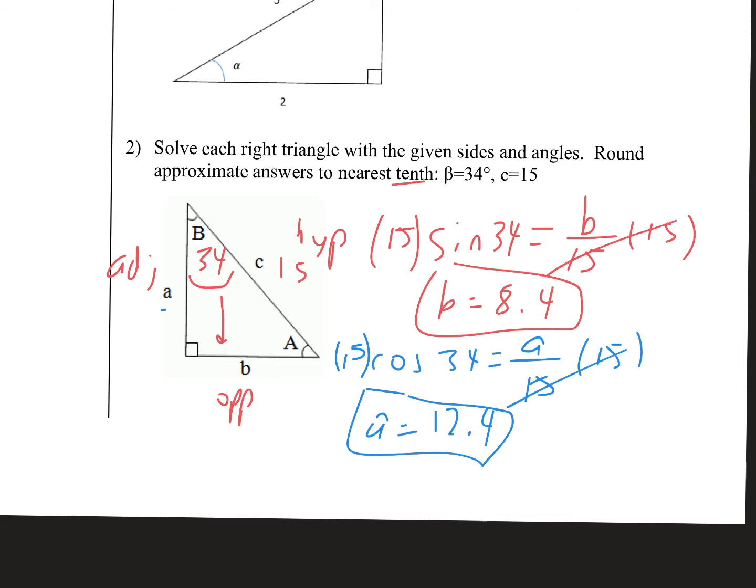And then we do need to find that other angle. We kind of forgot about that. We could have done it at the beginning, but it's fine. We can do it at the end now. So we got 180 total, minus the 90 for the right angle, minus the 34 for the other angle. So it sounds like 56 degrees to me.